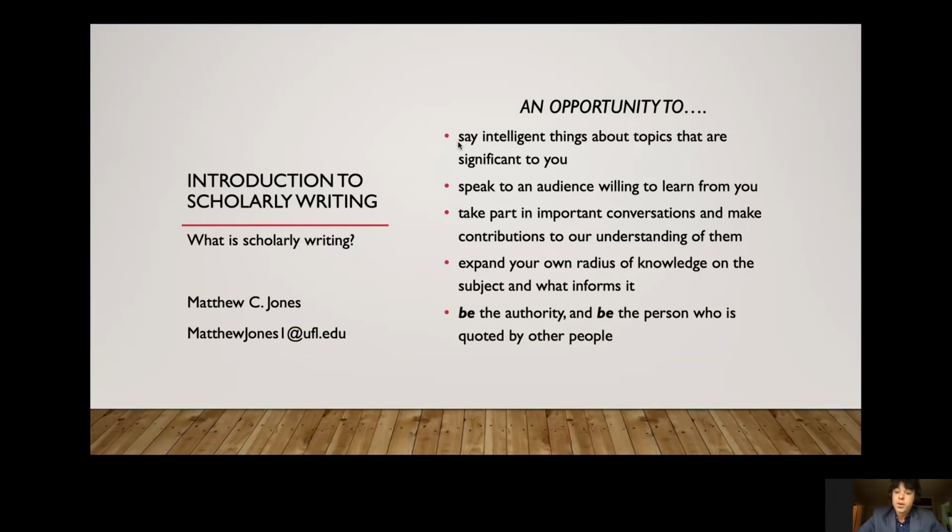It's an opportunity to take part in important conversations, and this part is important, and make contributions to our understanding of them. So it's a little bit more involved than just regurgitating facts, right? You're trying to put yourself in a position to add to a conversation, to enhance how we appreciate something. Again, whether that is history, linguistics, whatever. Your job here is not simply to report on things as they were.